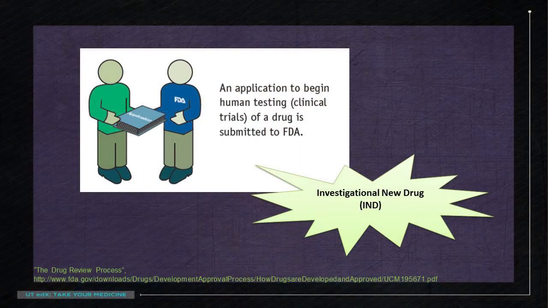These next few slides are some images from the FDA website where the FDA describes to us the drug review process in the United States. So it all begins with the submission of an application to FDA to begin human testing. And this particular application is called an Investigational New Drug Application, or an IND. Prior to this, of course, we've had the discovery phase, we've had the development phase with a lot of the laboratory work and a lot of the animal testing, but now we're wanting to study this drug in human subjects.